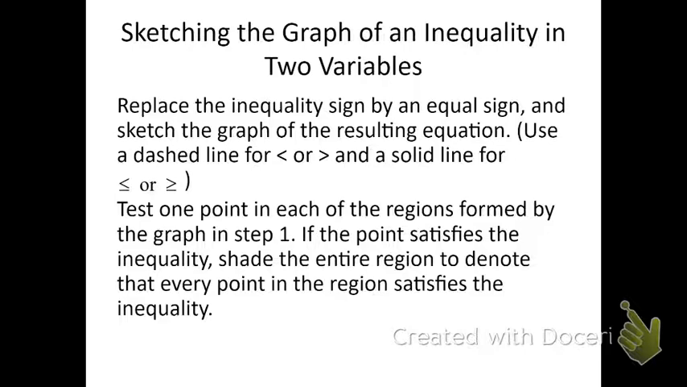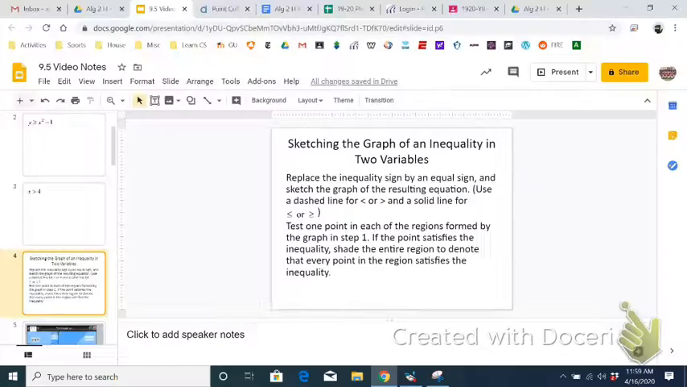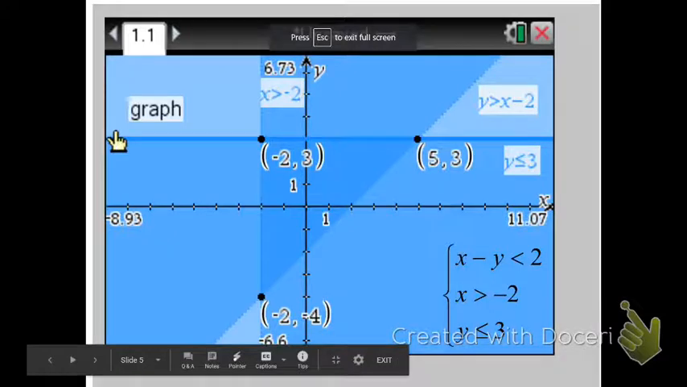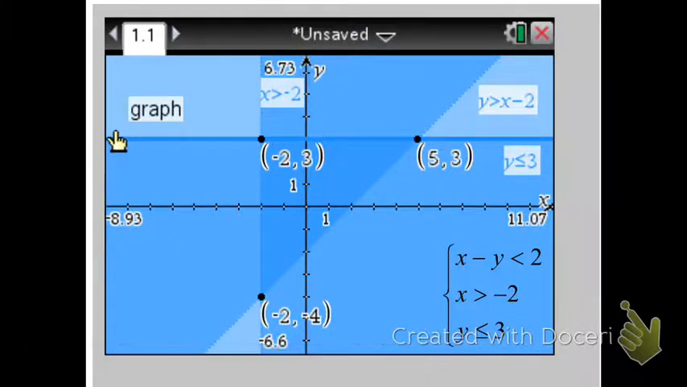Then we just test a point in one of the regions, and if that point works, then you shade that entire region. If it doesn't, then the other region has to be the solution. So the graph will always divide the coordinate plane into two parts. Right, so here's one that I did on my calculator, just to save time, and I'll show you how you could type this in on a TI Inspire.